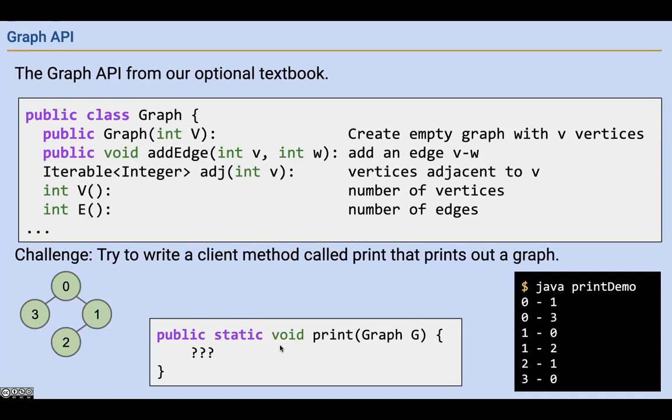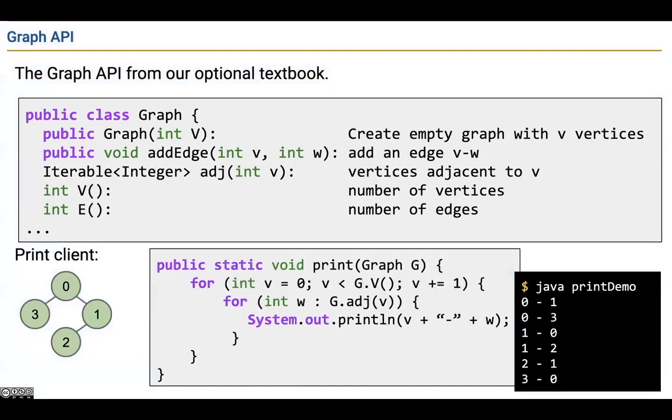So if I were someone using this graph and I wanted to print it out, I would have to write it myself. You can try and think about how you'd write this. Remember, the only things you can use are these methods here and nothing else. So somehow I'm probably going to have to use the adjacent method and ask, what are all the vertices adjacent to 0? Print those out. What are all the vertices adjacent to 1? Print those out. What are all the vertices adjacent to 2? Print those out.